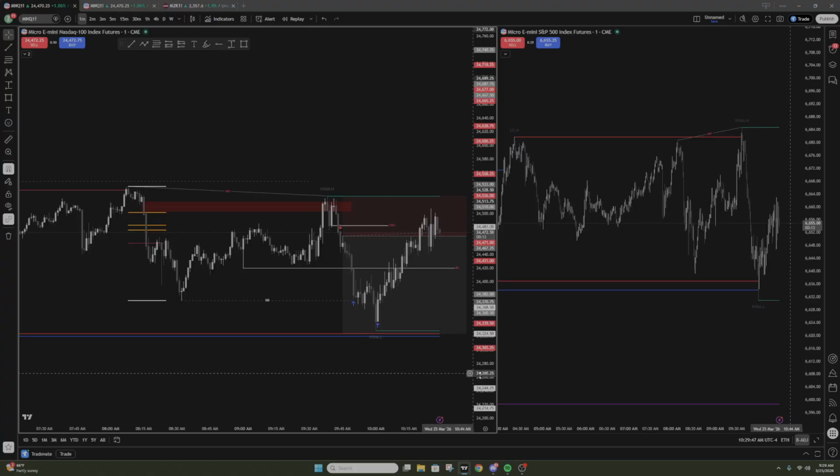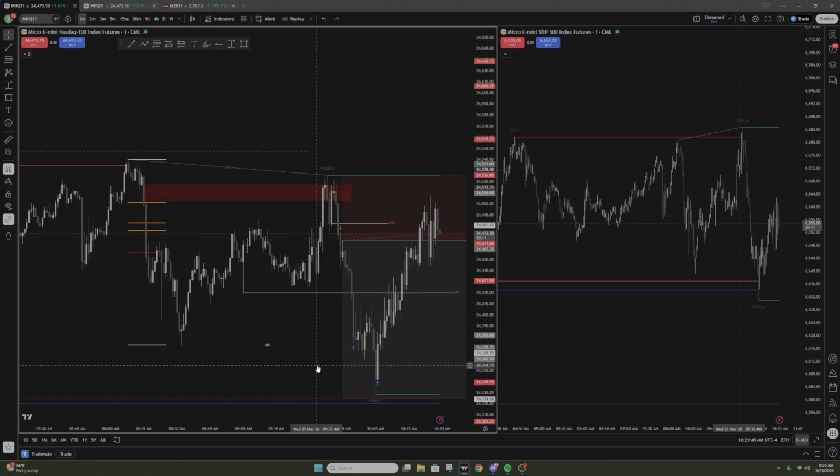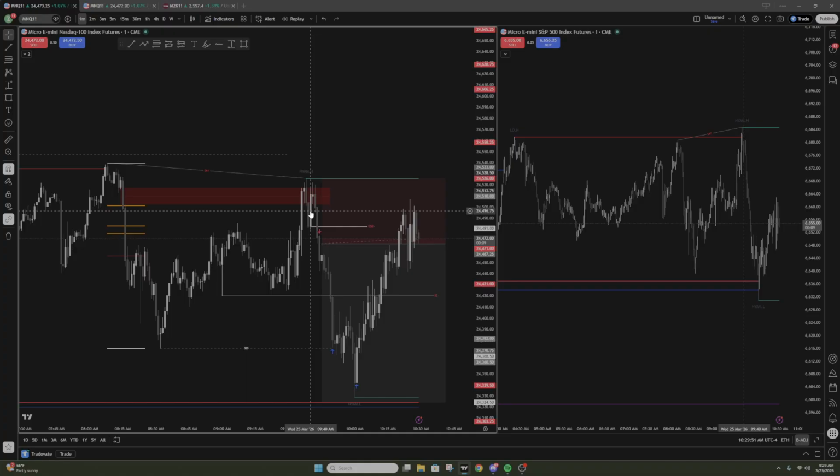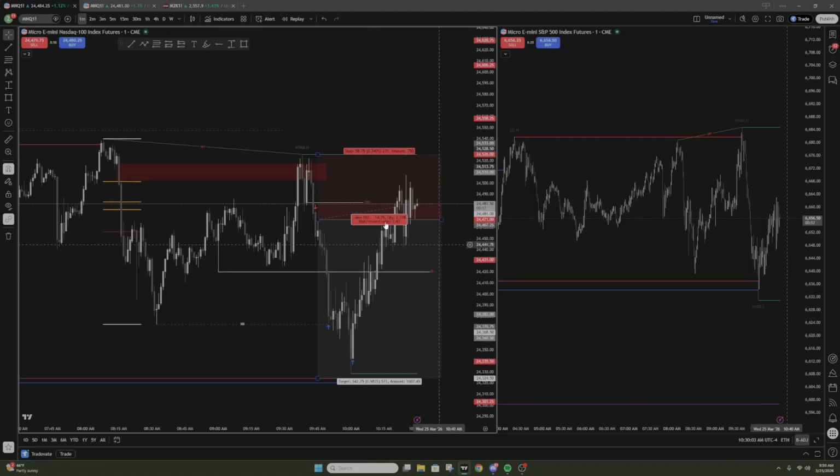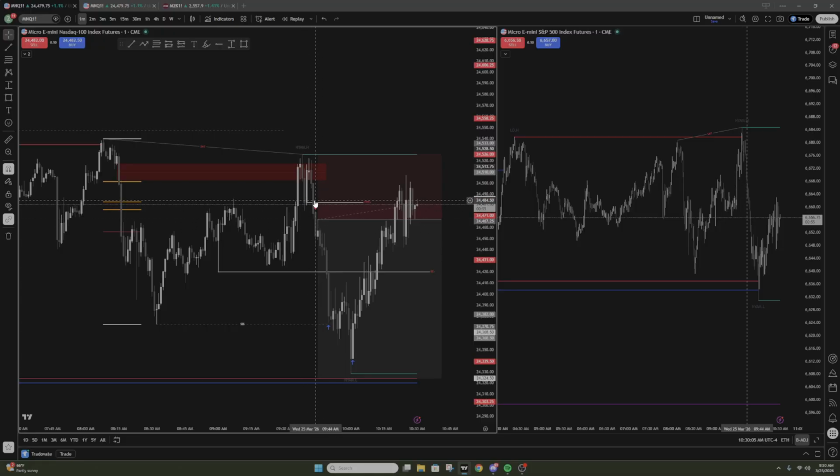But even then, I was waiting for a clean CISD because that's my model entry. So that's when we got it right here. It's a 2 candle CISD. Here we did sweep out liquidity and cause a significant pullback and then went back up. So this is now classified as the CISD. After that, we did enter on the displacement. So our entry was right here at 24,471.